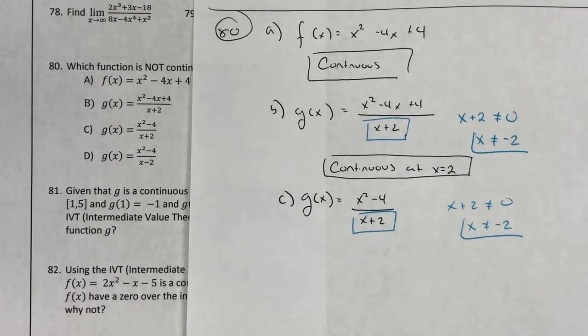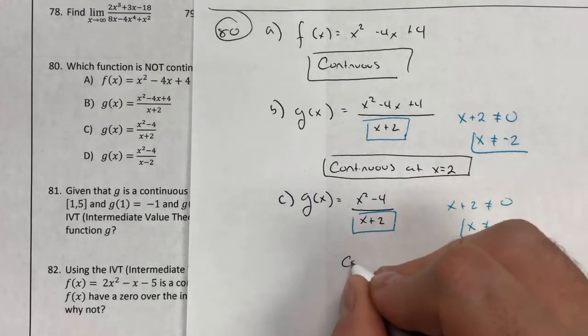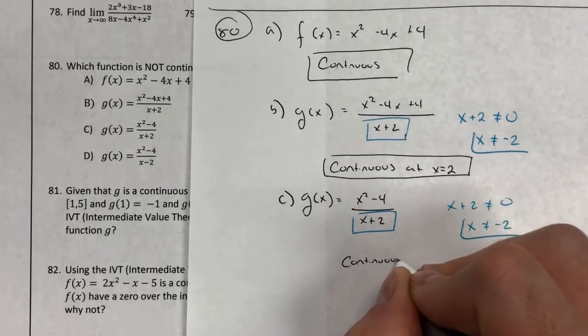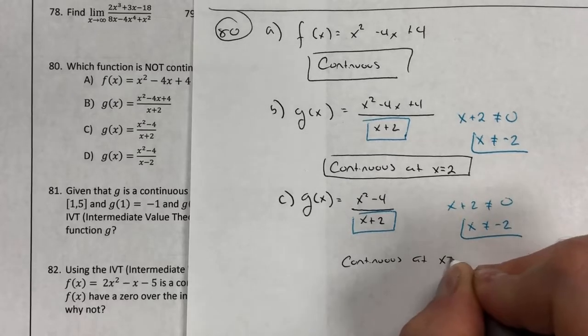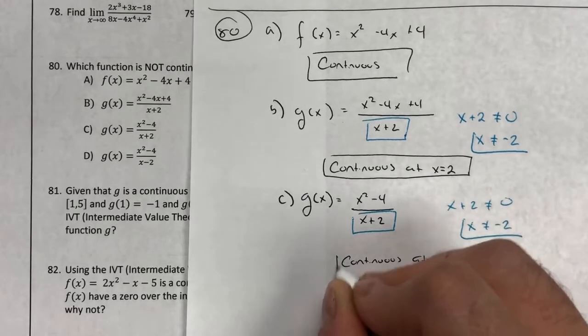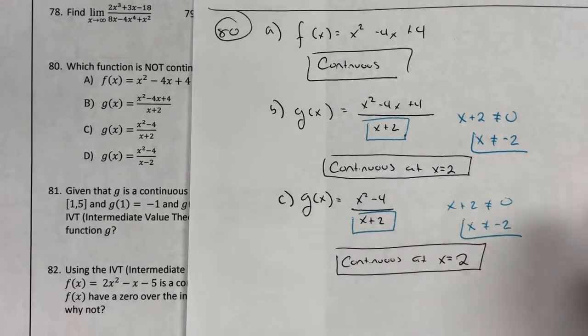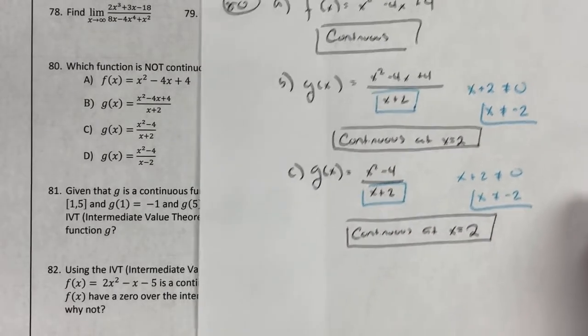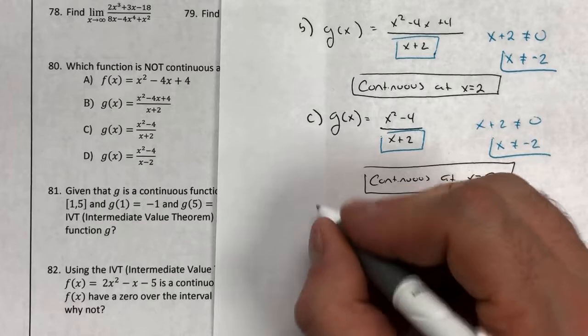Well, again, it's at negative 2, so I know this graph is also continuous at x equals positive 2, which is what we're checking for. Okay.